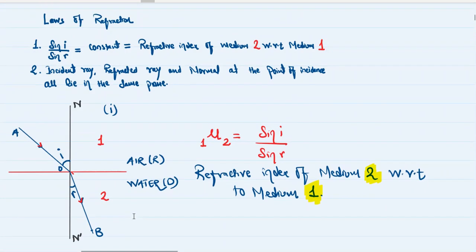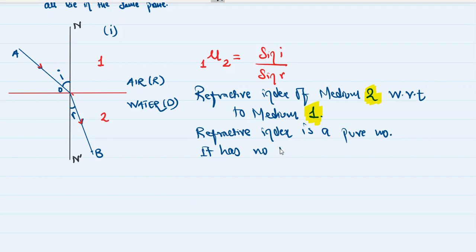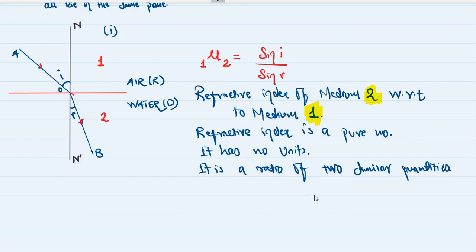Now, this refractive index is a pure number. Note this down also. Refractive index of any medium with respect to any medium is a pure number. It has no units because it is a ratio of two similar quantities, and that's why it has got no units, right? Refractive index is a pure number.